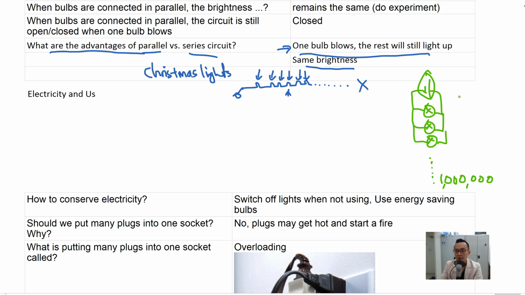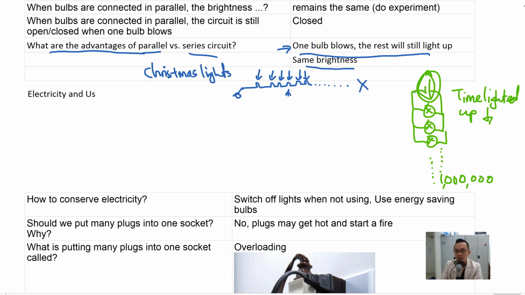Because what happens if you put a lot of light bulbs is that the time that they are lighted up will decrease as you increase the number of bulbs in the parallel circuit, if the batteries don't change. Okay, brightness remains the same, but the time that they remain lighted up will decrease.